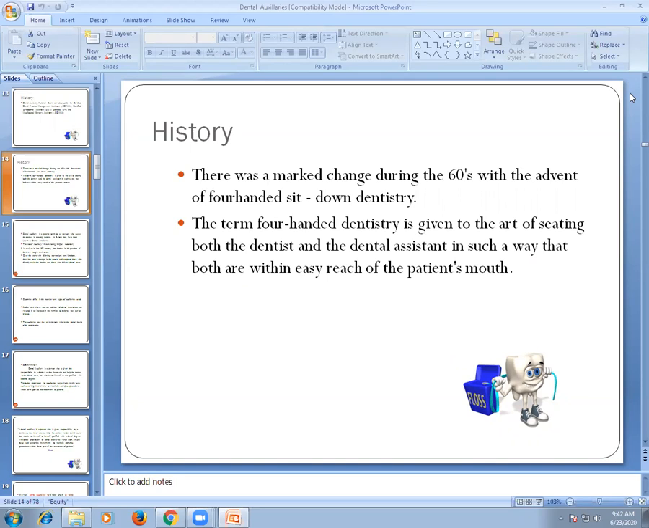The term four-handed dentistry is given to the art of sitting by both dentist and dental assistant, dentist two hands and dental assistant two hands. That means four-handed dentistry, in such a way that both are within easy reach of the patient's mouth.